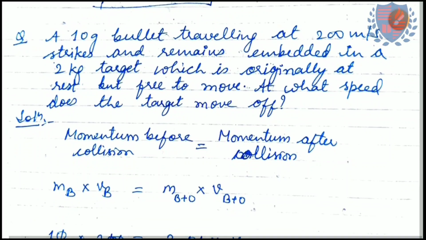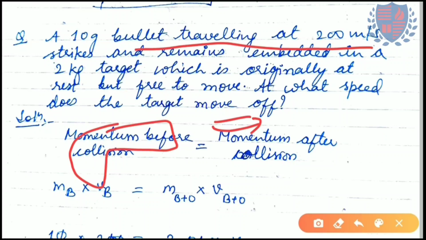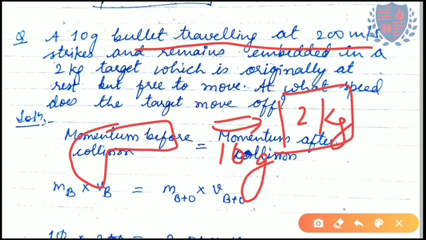Now come to the next numerical. A 10 gram bullet travelling at 200 meter per second strikes a target. The gun is there, we have fired the bullet and the target is there. The mass of the target is 2 kg, and the mass of the bullet is 10 gram. Its velocity is 200, quite high, 200 meter per second. The target is originally at rest but free to move. At what speed does the target move off? The bullet is fired, it gets embedded in the target.